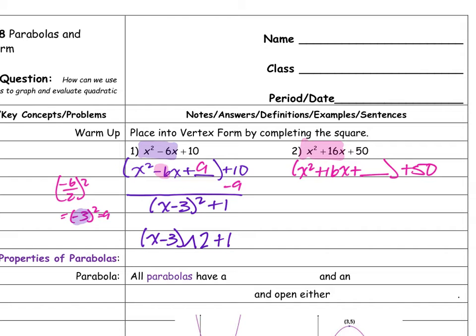Okay, and then in order to find out what goes on that line, I'm going to take this number, which is 16. So I've got 16 divided by 2 squared, which is 8 squared or 64. So I'm going to add 64 and subtract, not add. If I'm adding 64 inside the parenthesis, I'm going to subtract 64 outside the parenthesis. And then I rewrite what's inside the parenthesis as x plus 8 squared minus 14, I think.